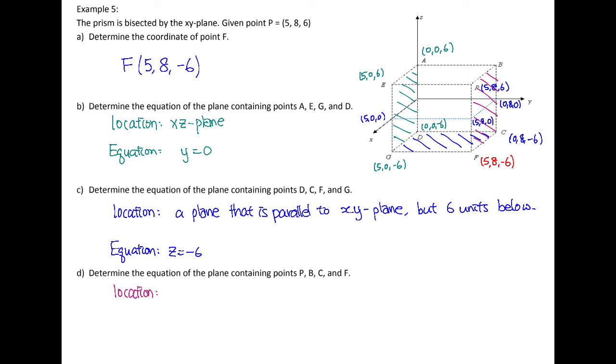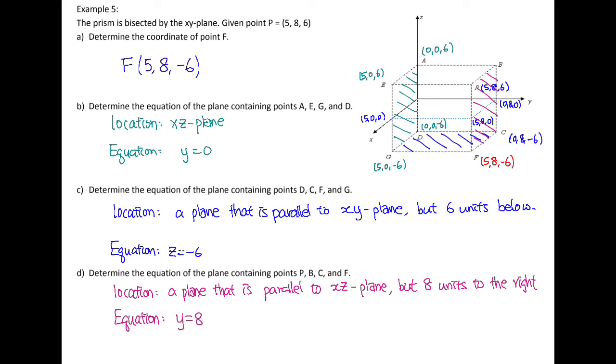So let's look at the 4 points here. They all share the same y value, which is 8, but x and z can be anything. The reason is this pink plane is actually parallel to the xz plane. That means x and z can be anything, but not y. So in terms of the location, we say it is a plane that is parallel to the xz plane, but as you can see, it's actually 8 units to the right. So in terms of the equation, we will say that's y equals 8.